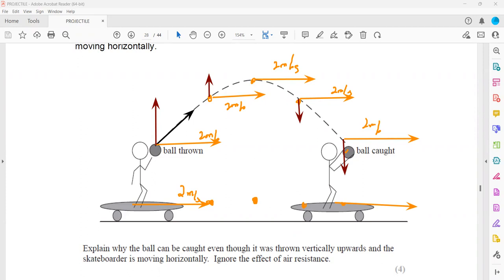And what about the vertical motion? It will decelerate when it is going up, so the vertical component decreases. And then when it is coming down, the vertical component will increase. So this was question 22, then question 24.